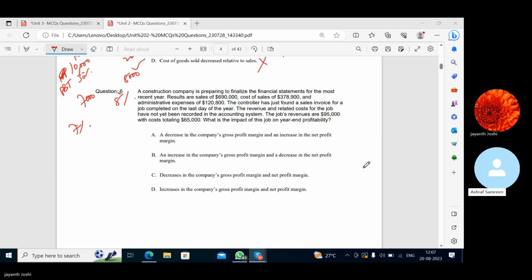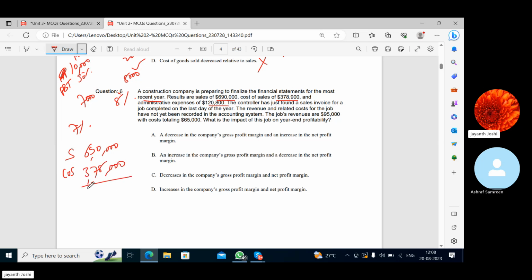Here do we have to do any calculations, or just read the question? A construction company is preparing to finalize the financial statements for the most recent year. Results are sales, cost of sales, administrative expenses. Sales is 6 lakh 90, cost of sales is 378. Just find out the gross profit and tell me. Less administrative expenses 1 lakh 20, and then you have net profit. So you calculate and tell me what that is.